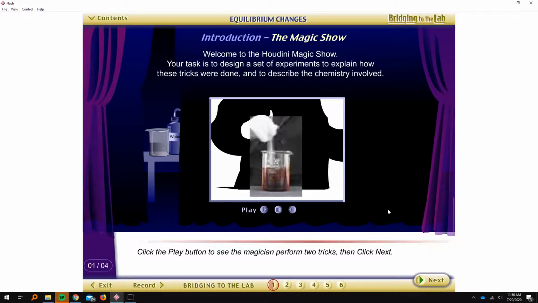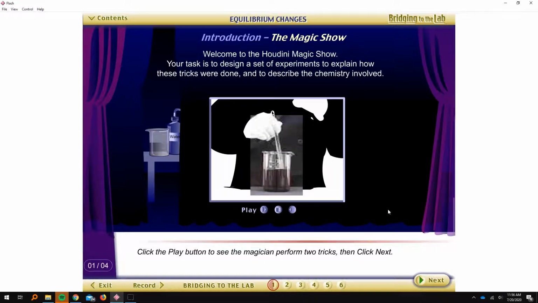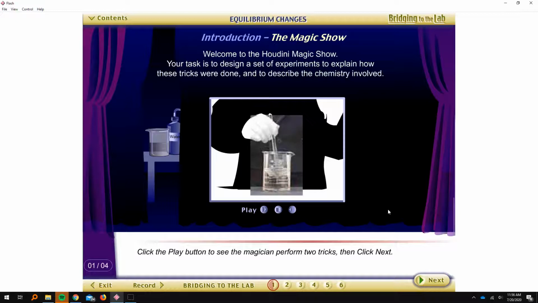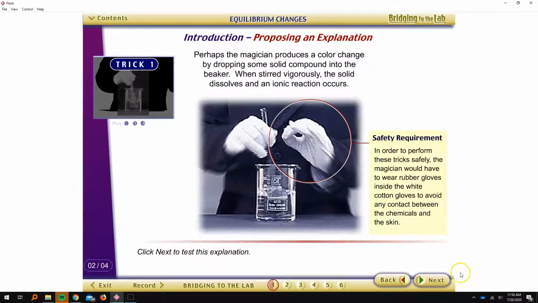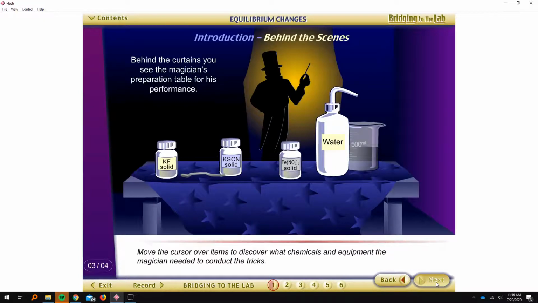Trick one and trick two. So colorless to red, red to colorless. Two chemical reactions. The magician has to wear rubber gloves underneath because he doesn't want to get that solid. He's got a little pinch of solid in his hand there. So here's what you see in the back of his backstage. And so we have to figure out what's going on.